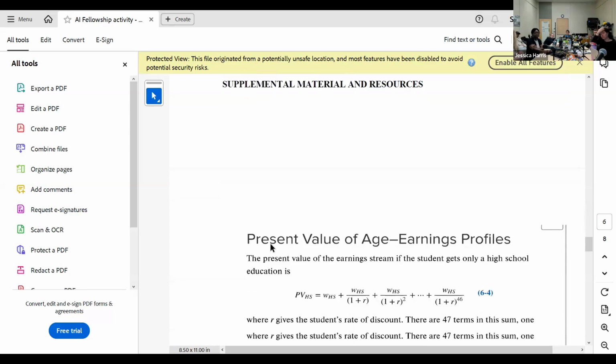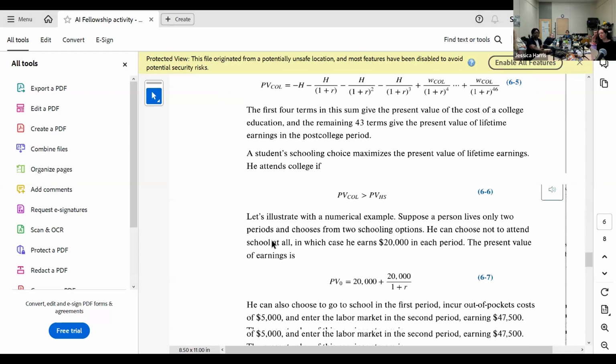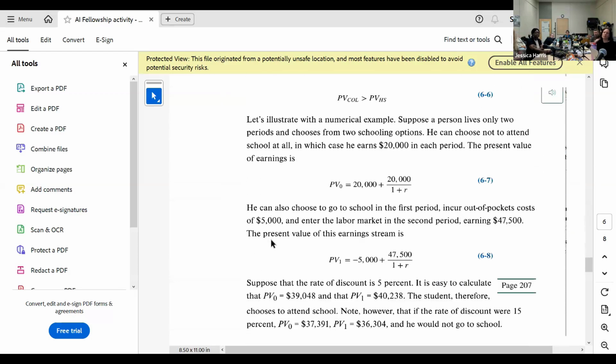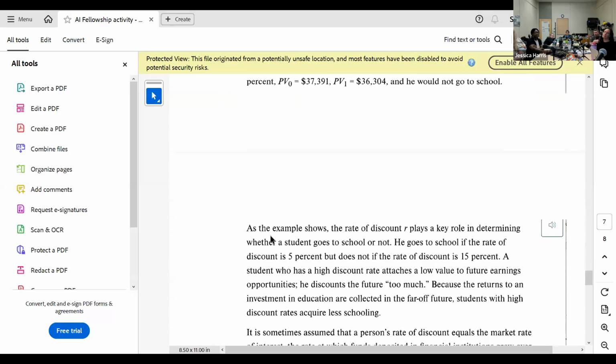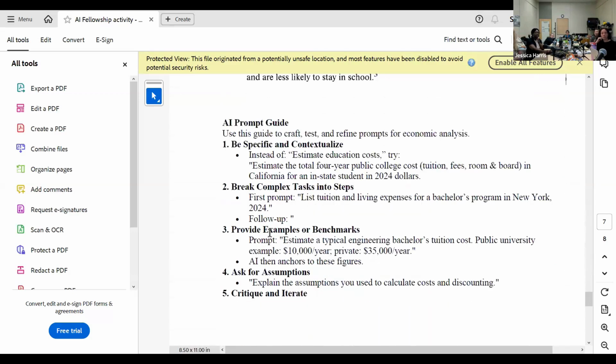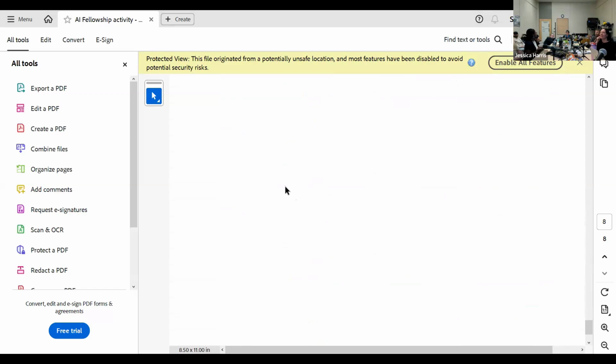And then supplemental resources. So this will be like a page from a textbook, giving them specific information, an example of the assignment. And then the AI prompt guide. So be specific. Instead of simply saying estimate education costs, try being very specific about what you want. And yeah, that will be it.